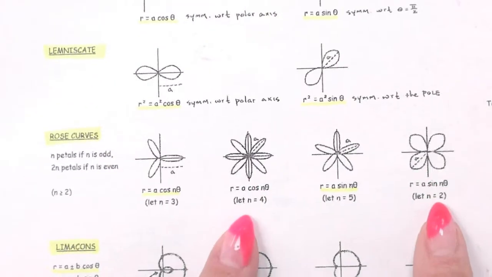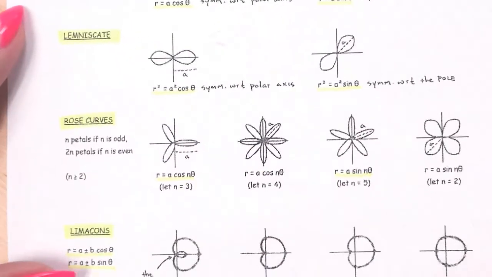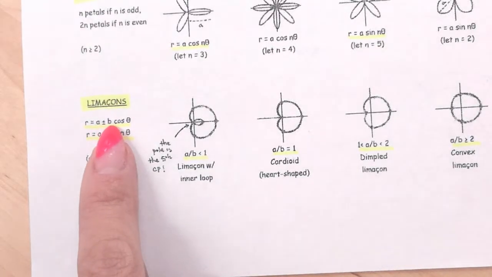For even n, it's going to have double the amount of petals. If n equals 2, 4 petals. If n equals 4, 8 petals. Limacons are going to have some number plus or minus some other number.